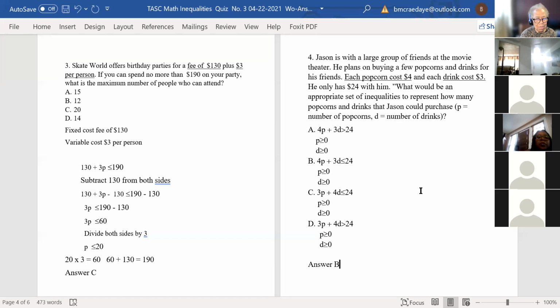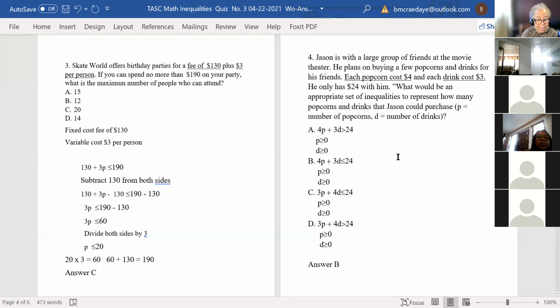And then I would say about 1 drink is $3. So if I put 4, it will be equal. But I said less than or equal. So if you put 3 for the P and 4 for the D, you get 12 again. 12 plus 12 is 24, and that's less than or equal to 24.